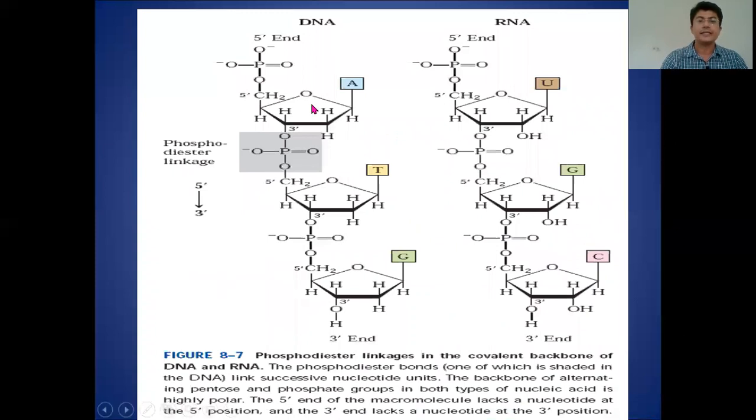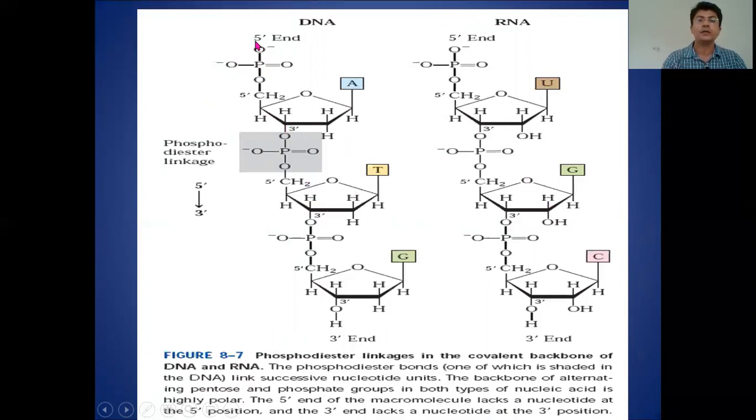Now these nucleotides are linked to each other by phosphodiester bonds, where the 3' hydroxyl group of one nucleotide is linked to the 5' phosphate of another nucleotide. Likewise, several phosphodiester bonds are involved in linking the nucleotides, resulting in formation of a polynucleotide chain called a nucleic acid. So the DNA chain is shown, and the RNA chain is shown in this figure.